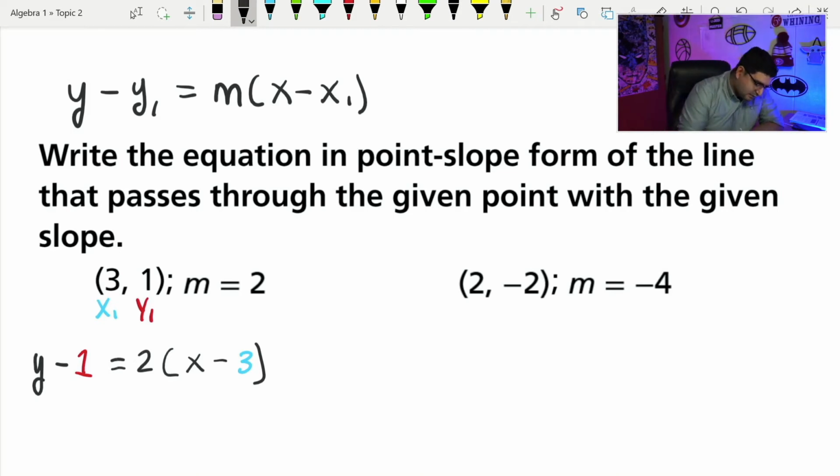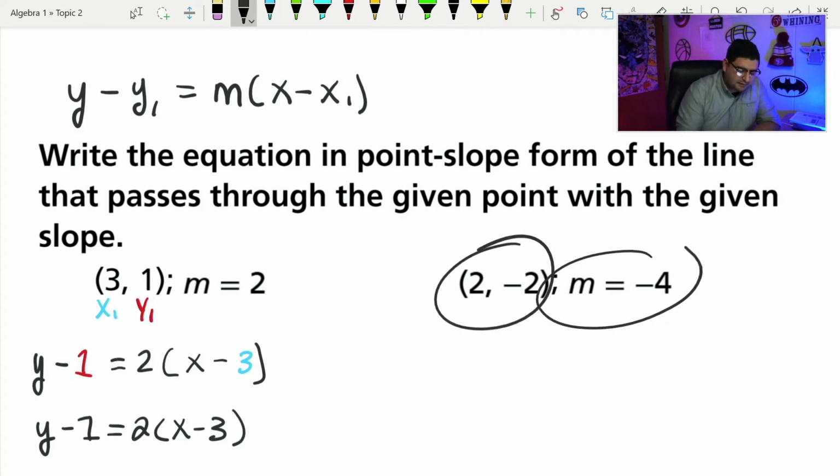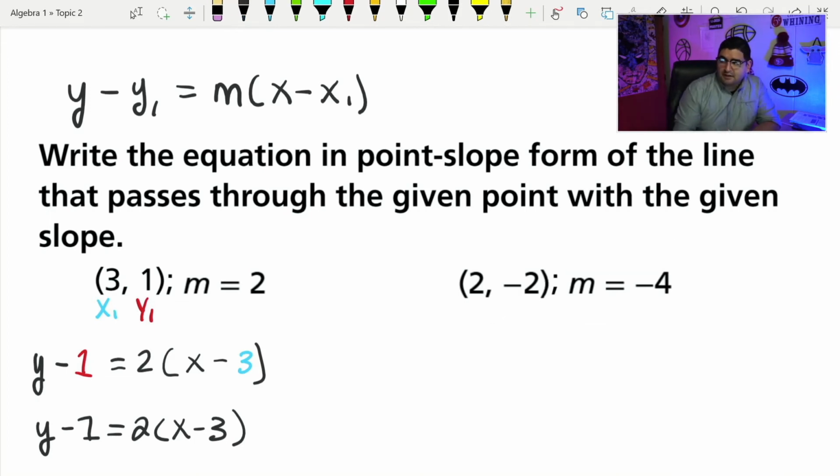So y minus 1 equals 2 times x minus 3 if I wanted to get rid of the colors. So let's go ahead and do the same thing with our next given information. So another point and another slope. Let's see how these compare to each other.